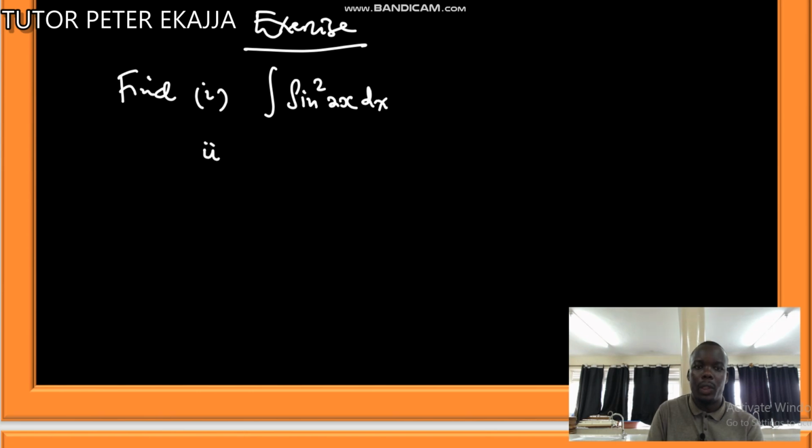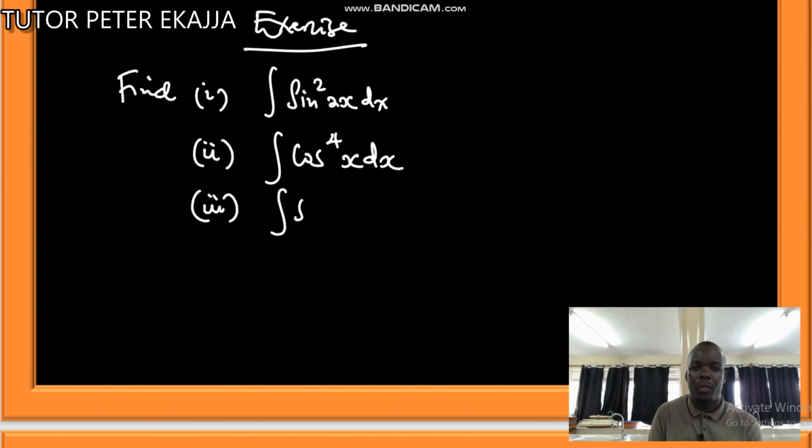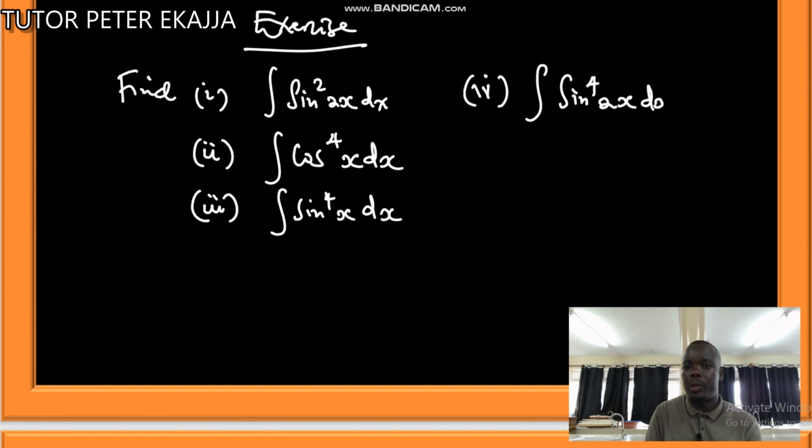Number two, you can as well find for me the integral of cos power 4 x dx. Number three, you can as well find for me the integral of sine power 4 x dx. Number four, you can find for me the integral of sine power 4 of 2x with respect to x. And then number five, you can as well find for me the integral of cos power 4 of 2x with respect to x.